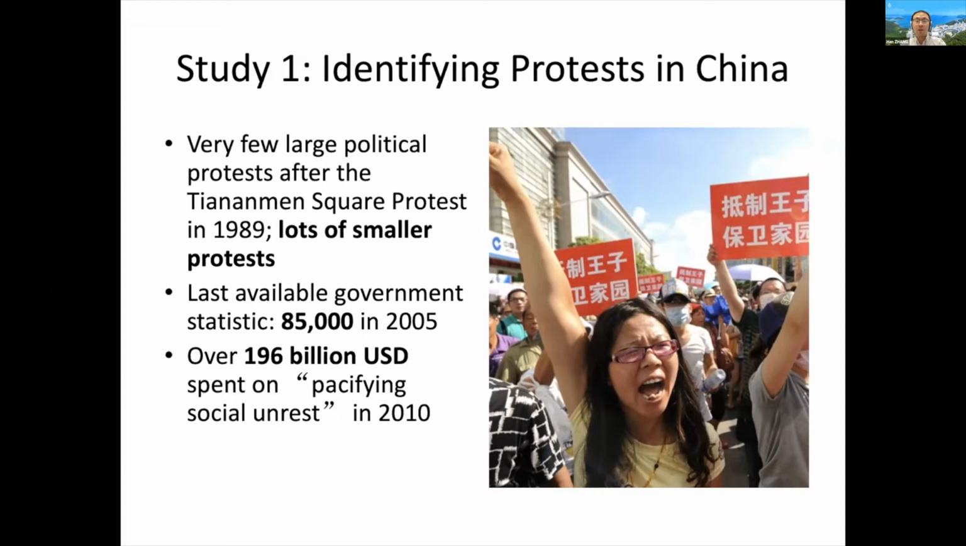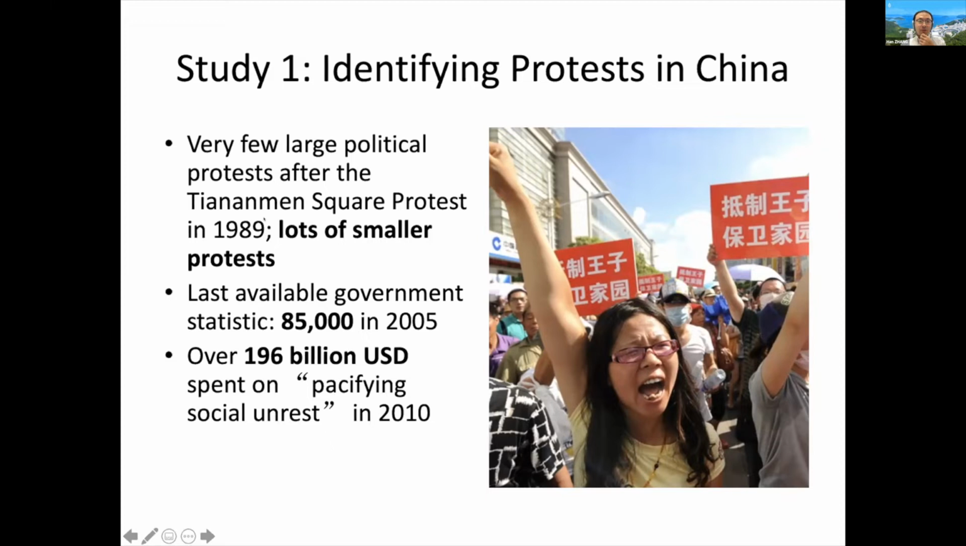Around 15 years ago, the government reported the number was around 85,000. After that, the number was believed to be a lot higher, but because of all the media regulations and sanctions on what people can talk about, we don't know what the number is yet. And it's actually caused a lot of difficulty for the government to regulate such a high level of protests.